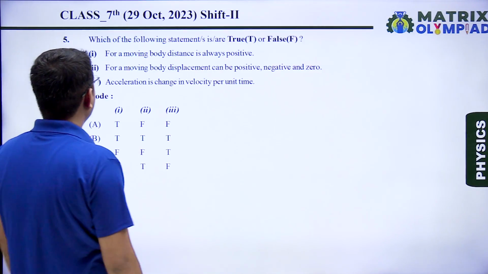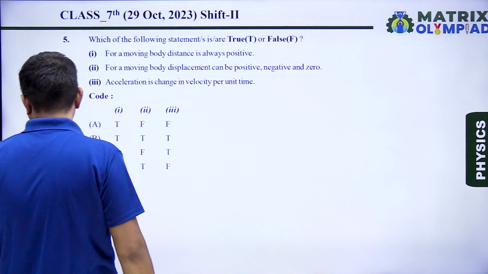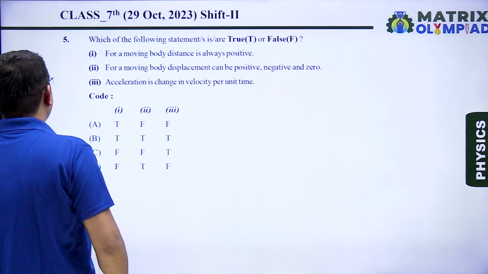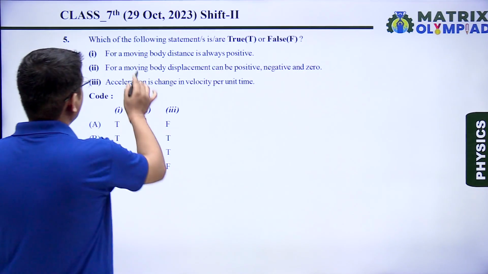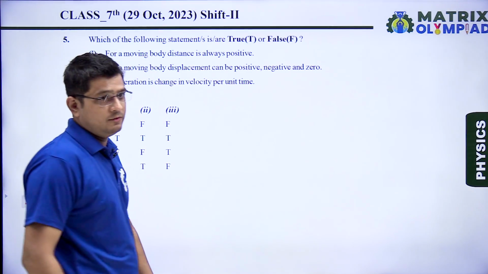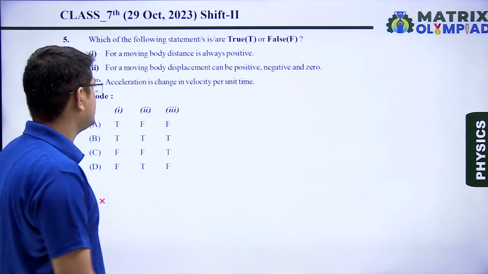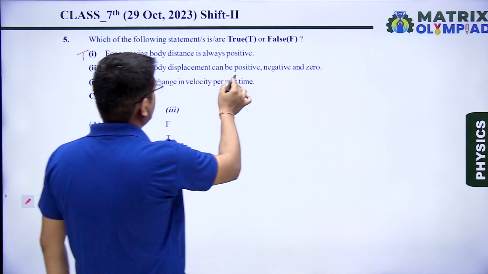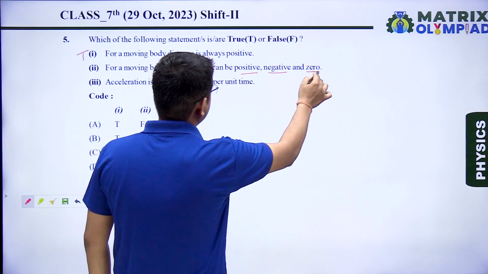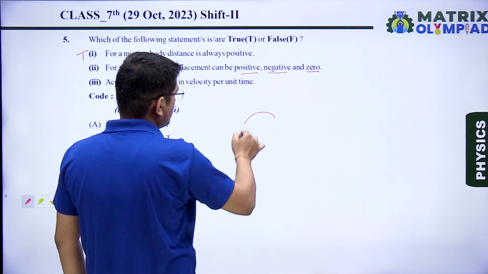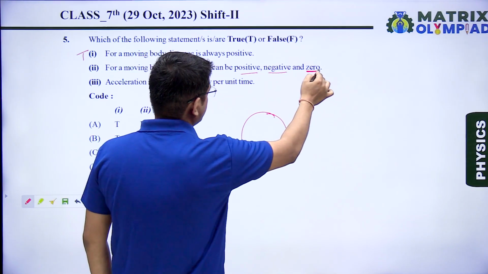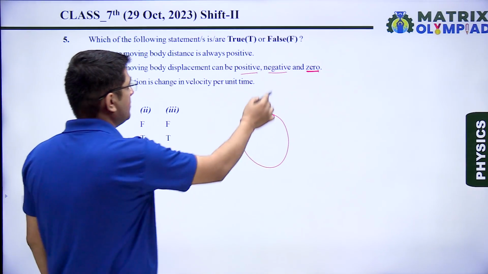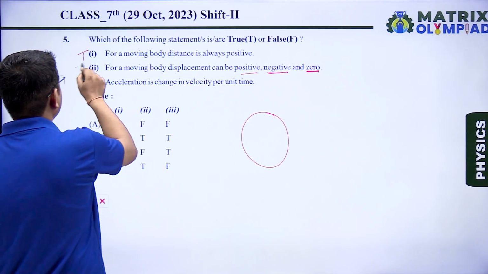Question number 5, we have to check which statement is true and which is false. Let us check first statement. For a moving body, distance is always positive because distance does not possess any direction. So this statement is absolutely true. For a moving body, displacement can be positive, negative and 0. Yes, if body completes one complete round, then displacement becomes 0. If direction of the motion is reversed, then displacement becomes negative. So this statement is also true.